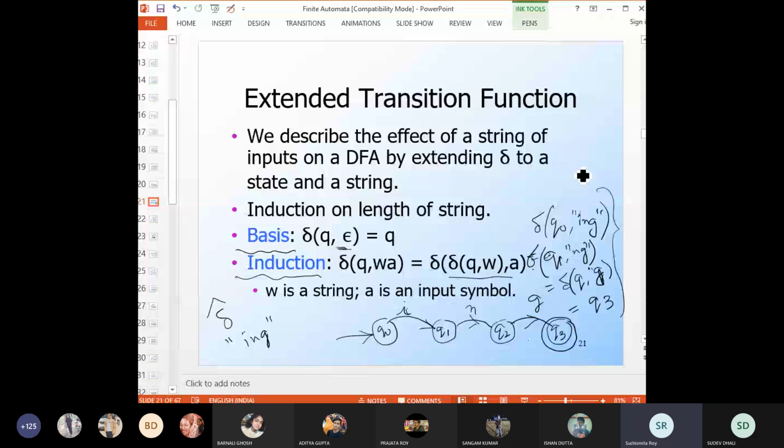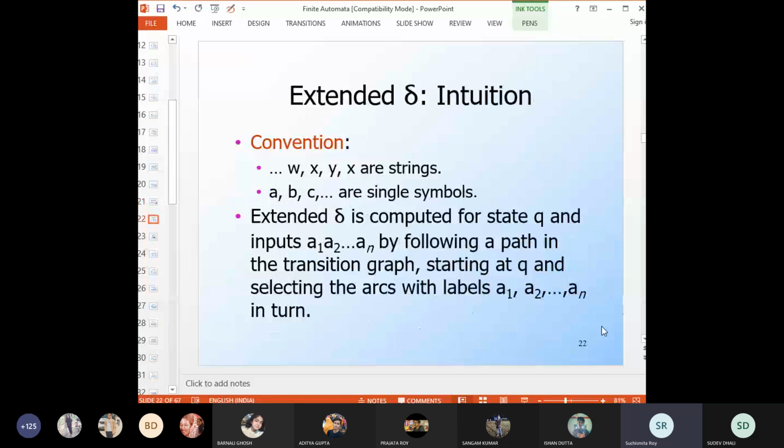Okay, so let's complete this extended transition function. The intuition behind this we have already discussed. By convention, generally characters which come towards the end of the English alphabet, W, X, Y, etc., represent strings. Unless otherwise specified, your X, Y, Z, etc., are strings. And those which come from the beginning of the English alphabet, that is A, B, C, represent single symbols. But remember, this is just a convention. It is not necessarily so. You can always override this convention.